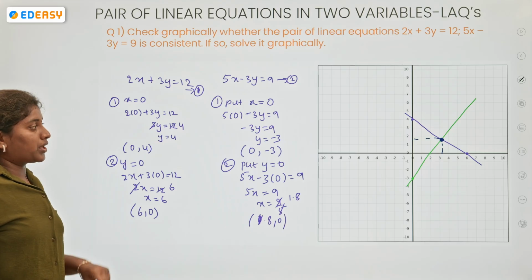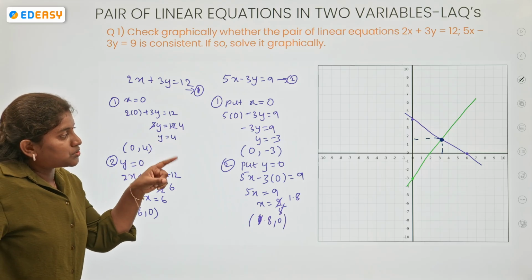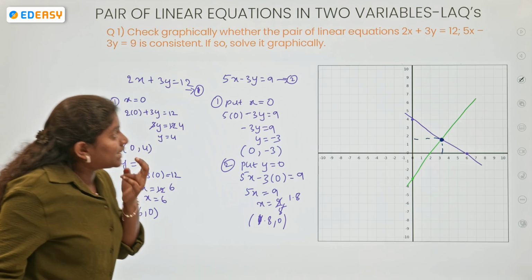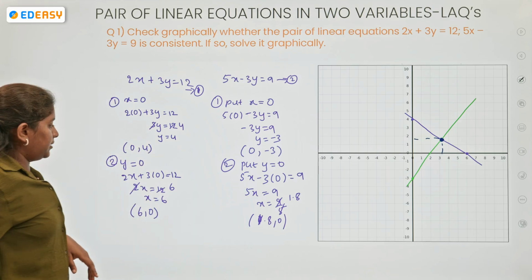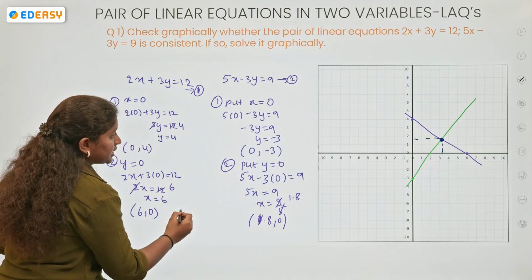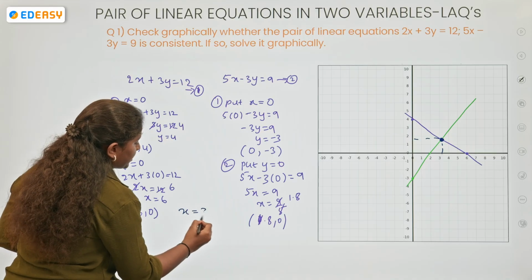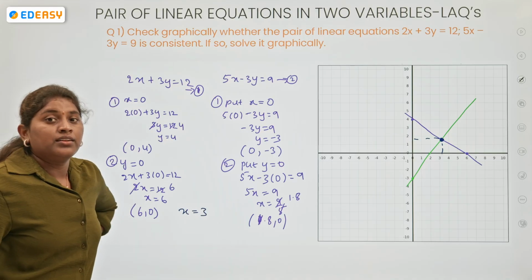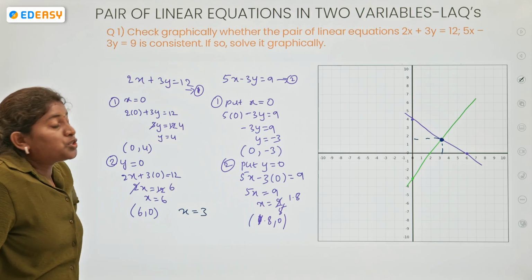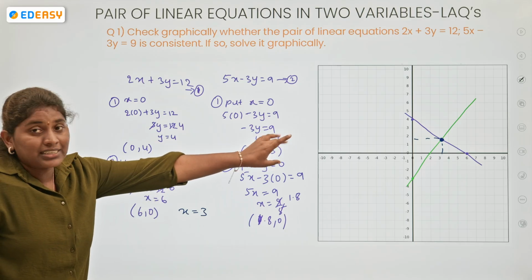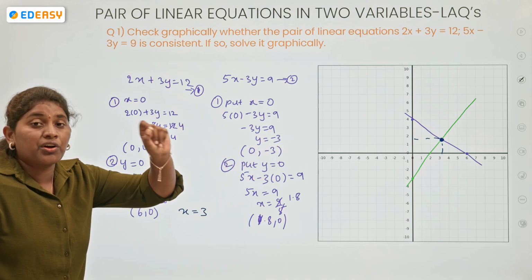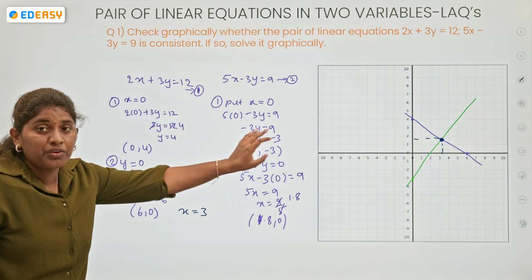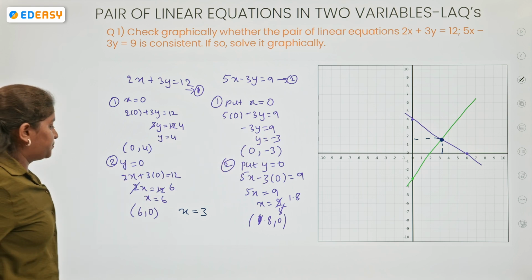No doubts? Okay. So we will be getting x equals 3, right? From the graph, we can say that x equals 3. And what about y? We will be getting y as 2. See, here I am not getting 2 clearly, but whenever you draw with a scale, you can observe that you will get y as 2.